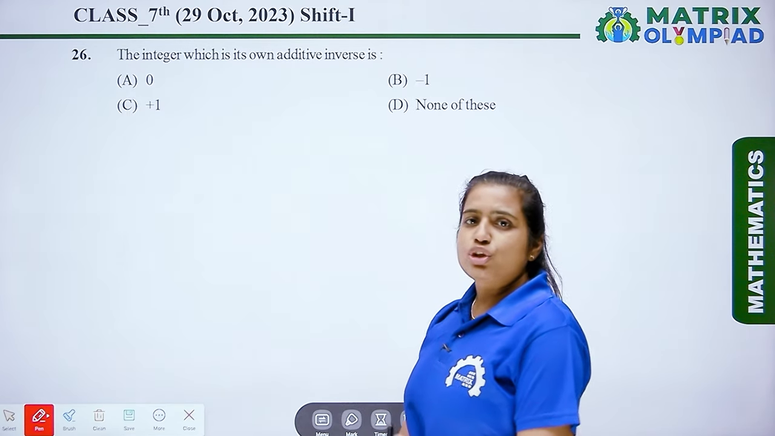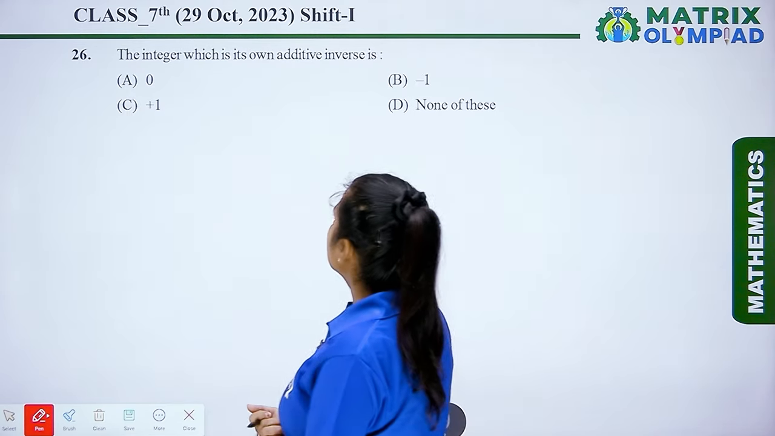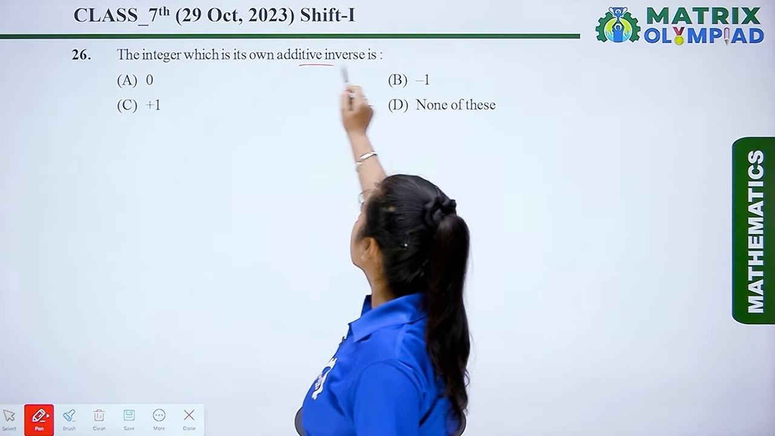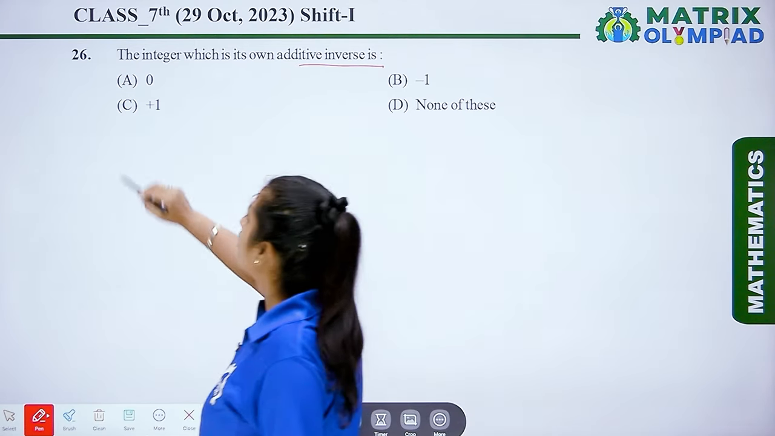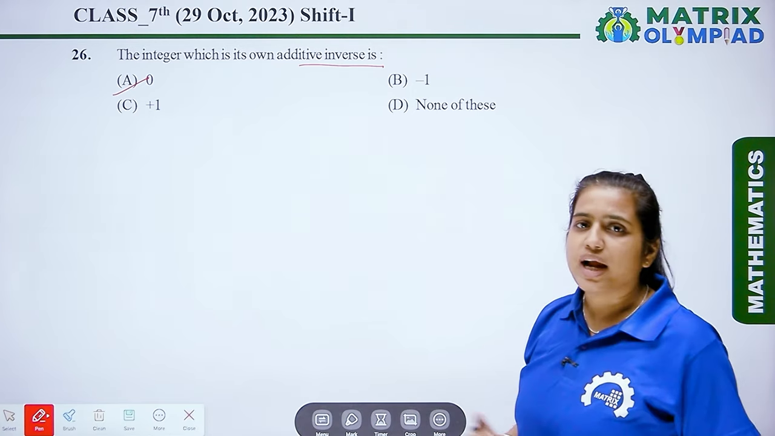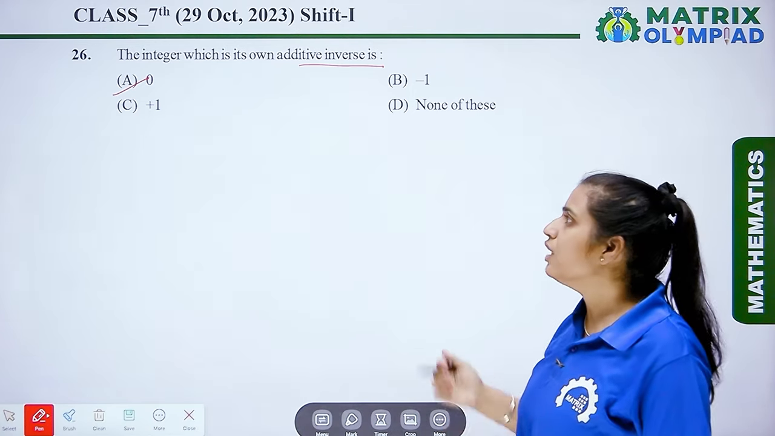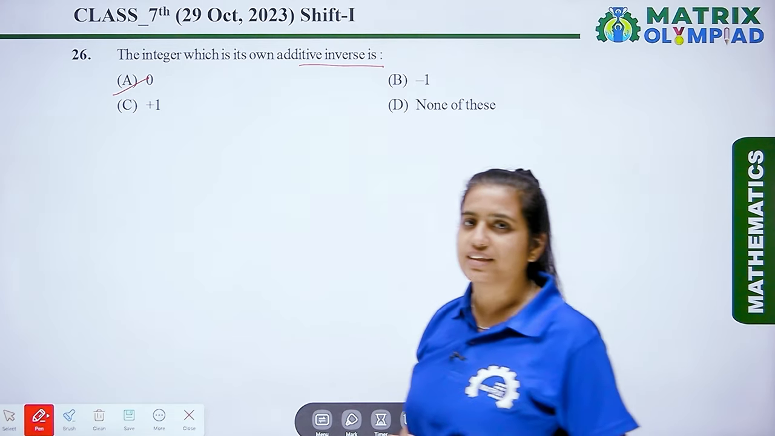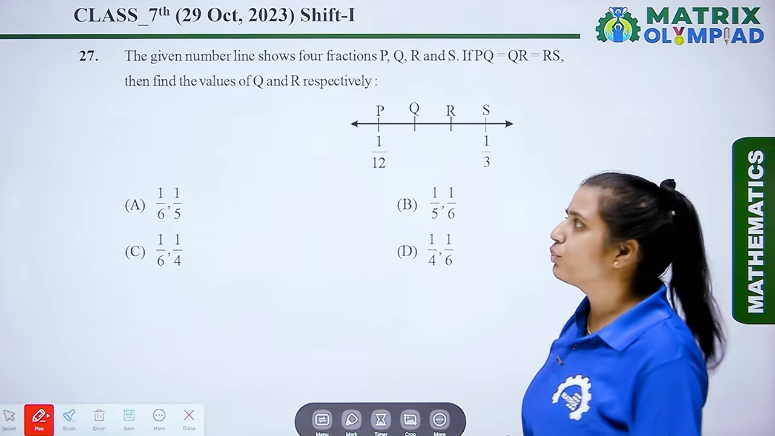The next question is question number 26. The integer which is its own additive inverse. So here 0 is that integer which is its own additive inverse. So here option A is the correct answer. Now the next question is question number 27.